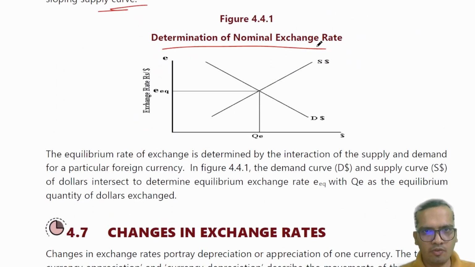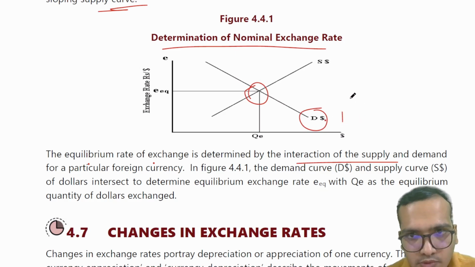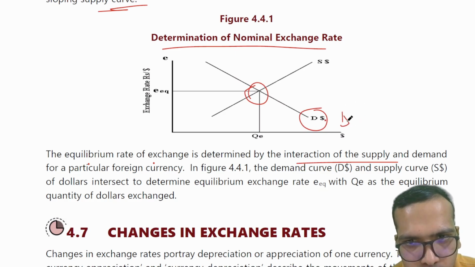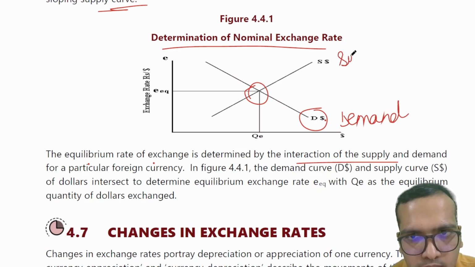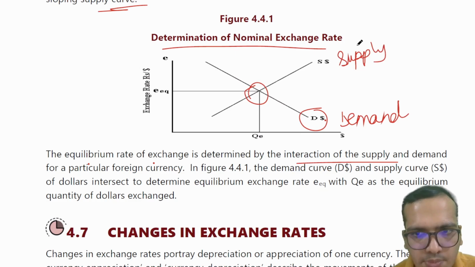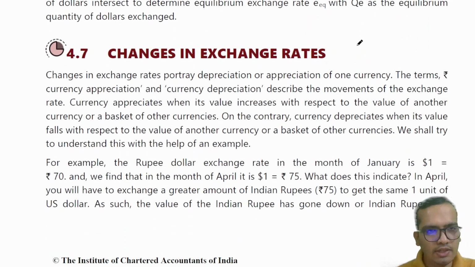So this is the determination of nominal exchange rate. The equilibrium rate of exchange is determined by the interaction of supply and demand, and this is the equilibrium point. The demand curve D dollar, this is the demand curve. Demand. This is supply. Now then comes 4.7, changes in exchange rate.